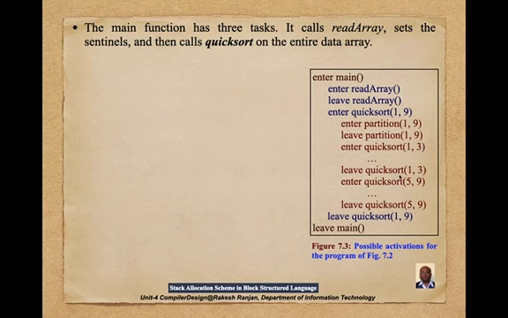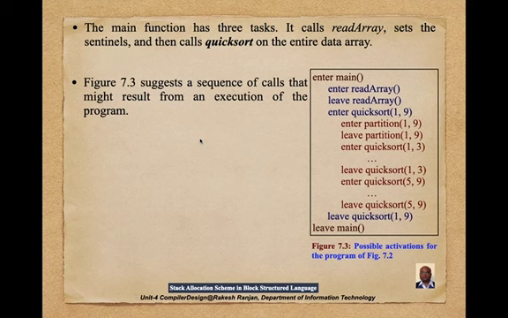Now leave quicksort 1 comma 3, in between a number of steps can be there, and enter 5 comma 9. These parts are given, then leave quicksort 5 comma 9, and finally 1 comma 9, and then it will leave the main function. So it's very easy to understand.